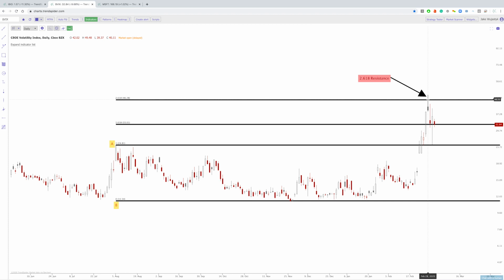The 2.618 was around 46.50. We topped out around 49. When you're in that type of environment in the market, you're not going to have exact levels hit. There's too much emotion and too much volatility for these to be exact. However, notice how perfectly the price is now respecting the 1.618 level below.